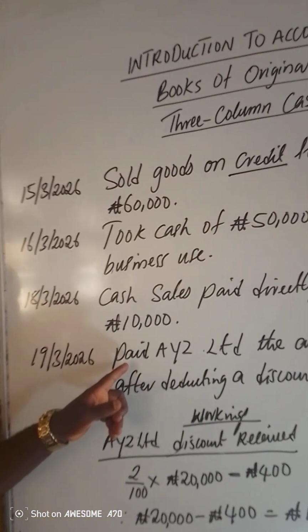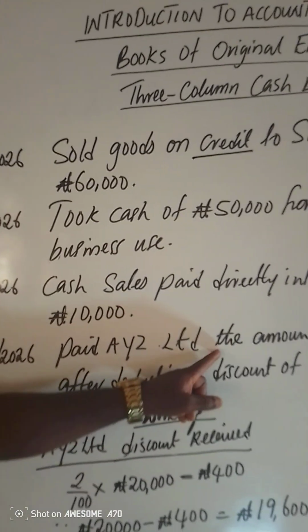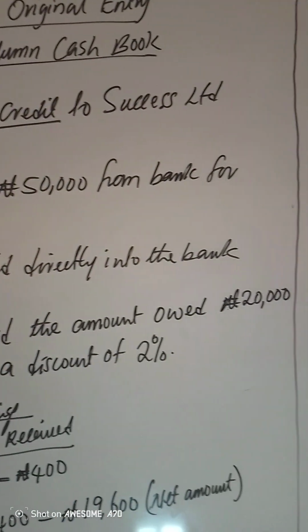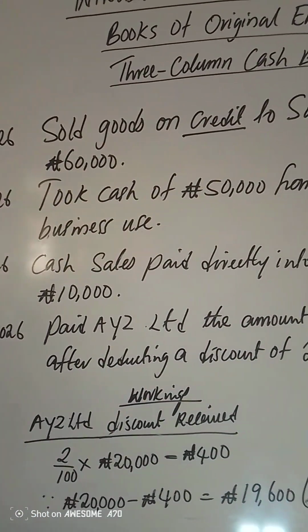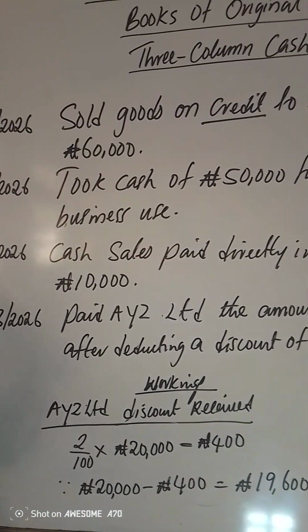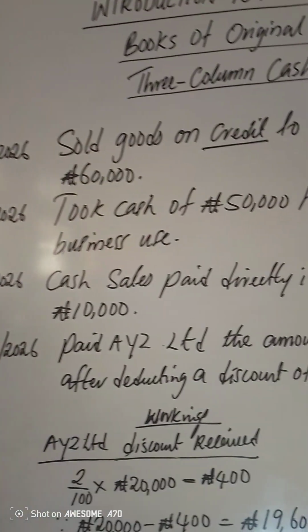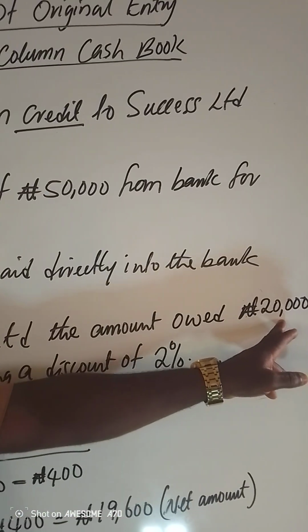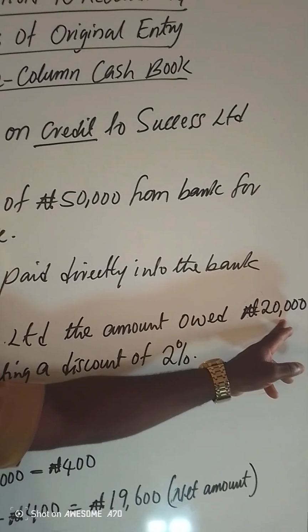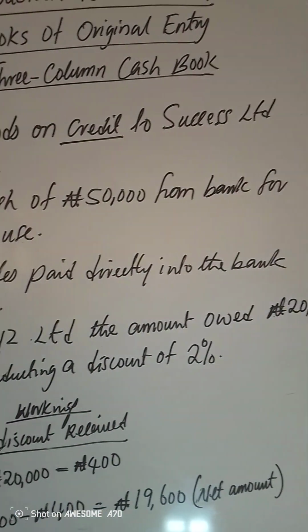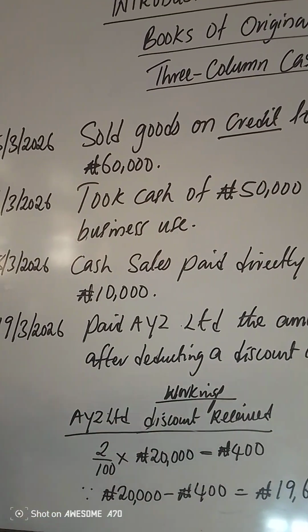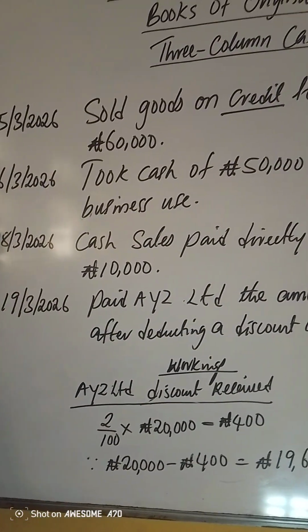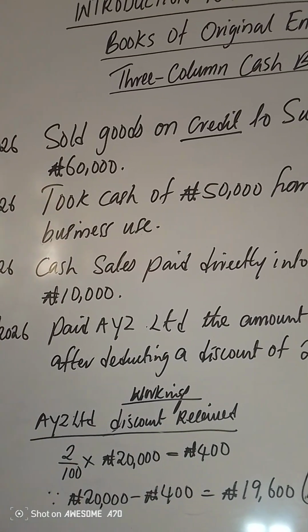Then finally here, on today's date, we're going to say paid AYZ Limited the amount owed, 20,000, after deducting a discount of 2%. Here we are saying the business is to pay AYZ the amount owing to AYZ. If you recall, we were owing AYZ 20,000. Now we are paying. But before the business pays, a discount of 2% was received. That is, the discount was given by AYZ while the business was receiving the discount.